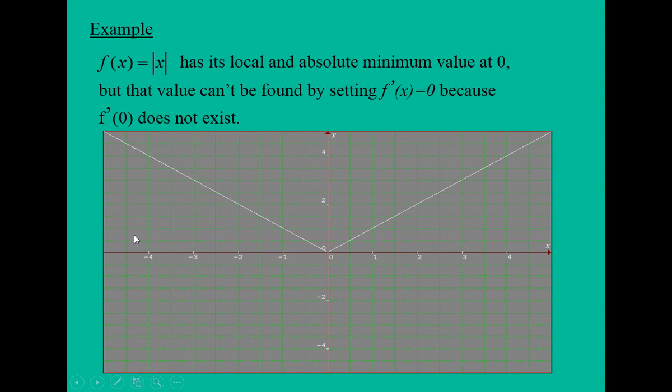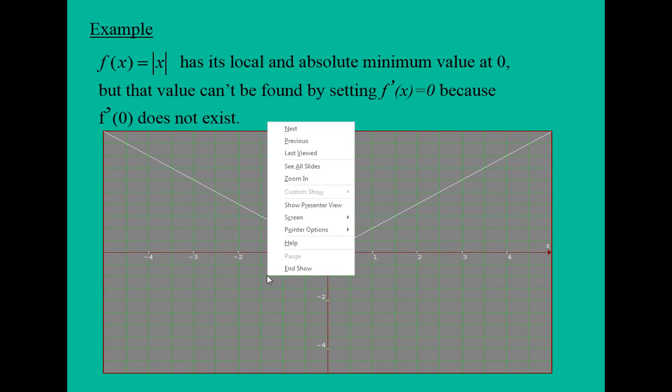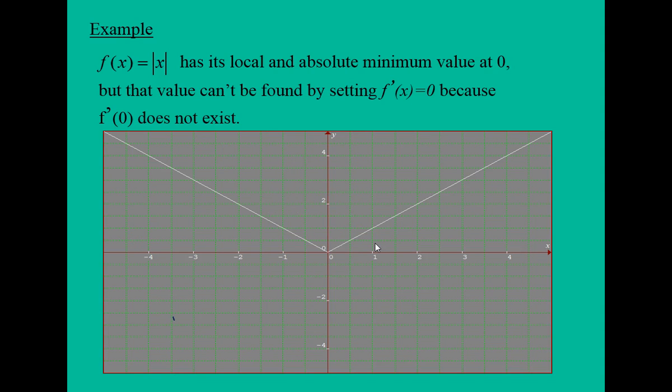Remember when we talked about if we look at the graph of a function, we know it's not differentiable if it comes to a point. So we know at x equals 0, it is not differentiable. But it does have an absolute minimum value at that point. Let's look at the derivative of this function at 0.